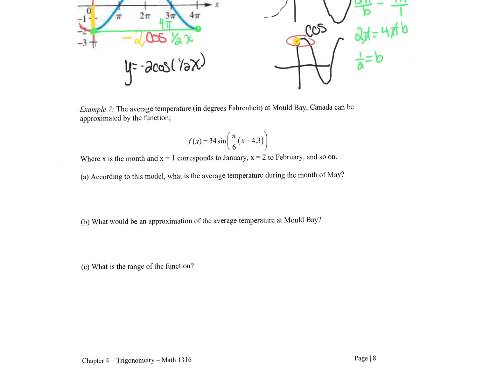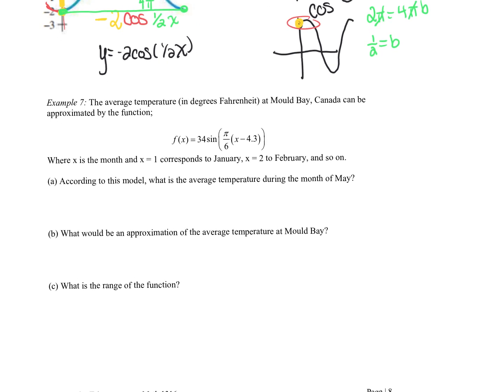Okay, and number 7, we're just going to interpret the model. According to the model, the average temperature in degrees Fahrenheit at Moodle Bay, Canada can be approximated by the function given, where x equals 1 corresponds to January, February is x equals 2, and so on. According to the model, what is the average temperature in the month of May? Well, May would be x equals 5. So I do y equals 34 sine pi over 6, 5 minus 4.3.